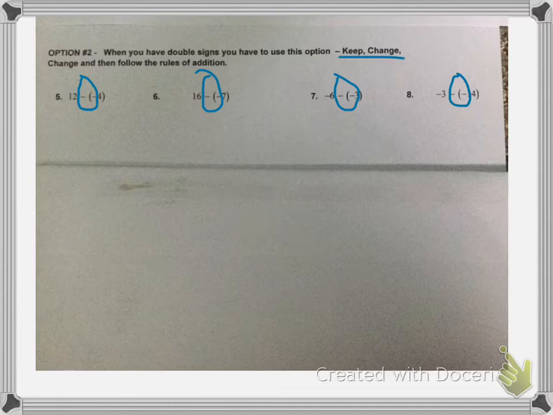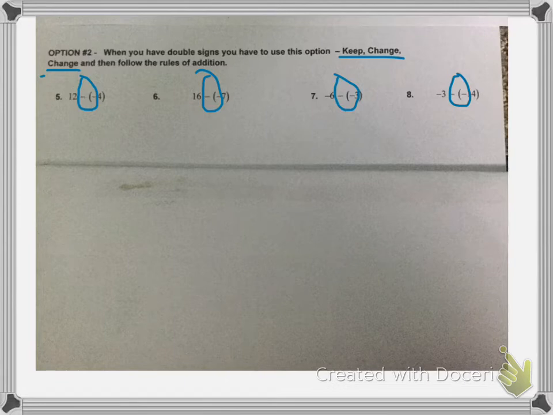In option 2, you need to keep, change, change. Okay, if you do not have double negatives, don't do this step, okay? Because this is actually an extra step, and I know you don't like to do extra work, so only do this when you have a double negative.